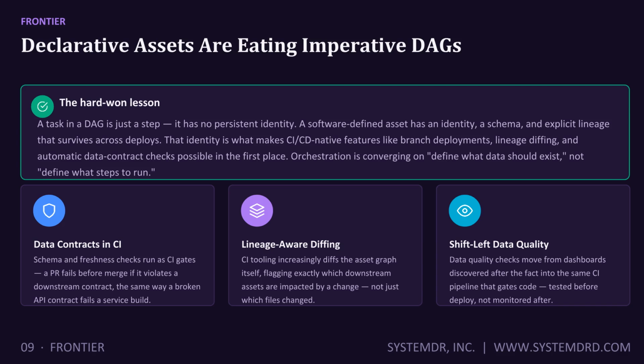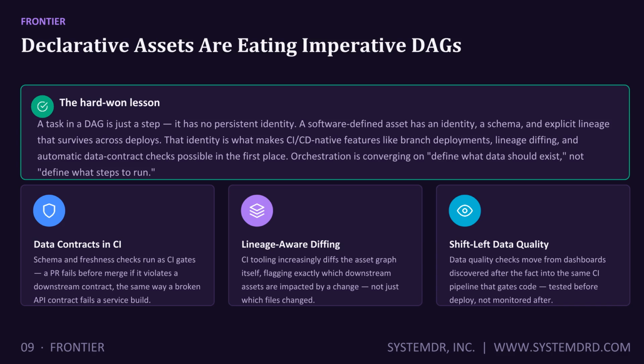Diff the lineage graph between two versions of code and say precisely which downstream tables are affected by a change. Attach a schema directly to the asset definition and validate it in CI. Generate a genuinely useful preview environment because the tool knows which specific assets changed, not just which files changed. You can see this playing out in three concrete trends: data contracts becoming CI gates instead of Slack alerts after the fact, lineage-aware diffing replacing manual code review guesswork, and quality checks that block a merge instead of triggering a 2 a.m. page after the bad data has already shipped.